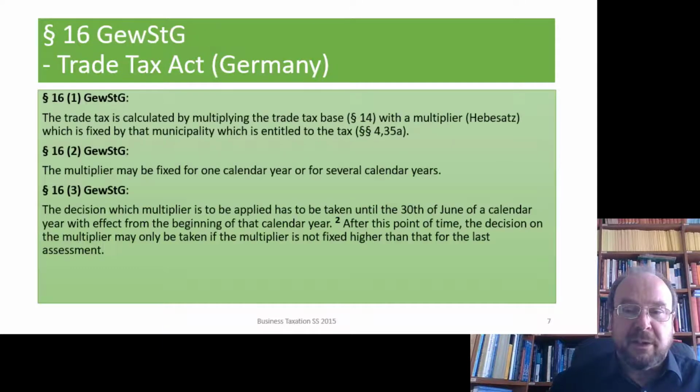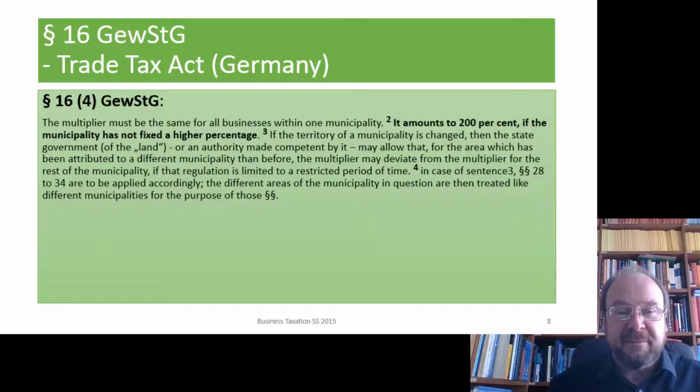Now 16.1 of the Trade Tax Act tells you what happens then. 16.1 says the most important thing, that the trade tax is the product of the trade tax base with a multiplier which is fixed by the city or municipality. A rather strange rule is then to be found in 16.4, which says that there is a minimum obligatory tax rate which cities have to levy.